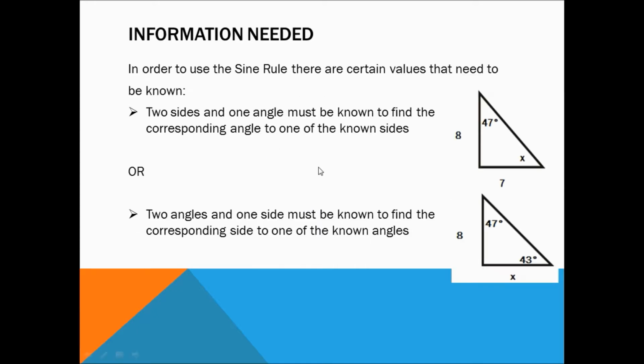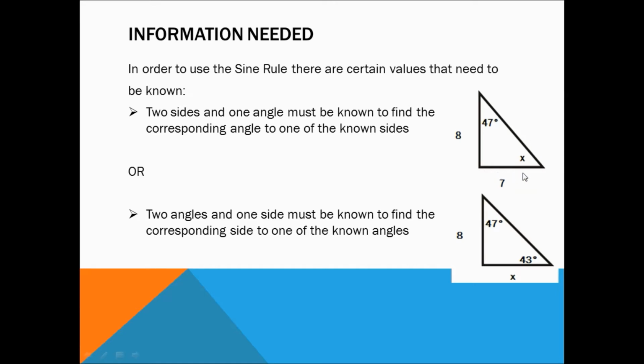There is certain information that is needed in order for you to be able to use the sine rule. Either two sides and one angle must be known, like this picture here. So I have the side of 8, the side of 7, and then I have one angle here of 47 degrees. This information can be plugged into the sine rule formula, and then our x value for this angle can be solved.